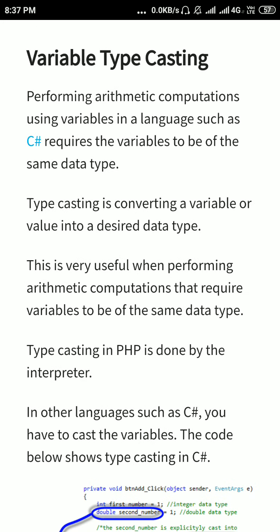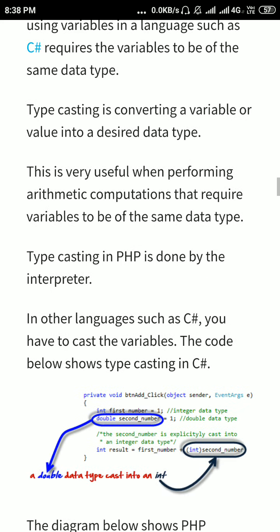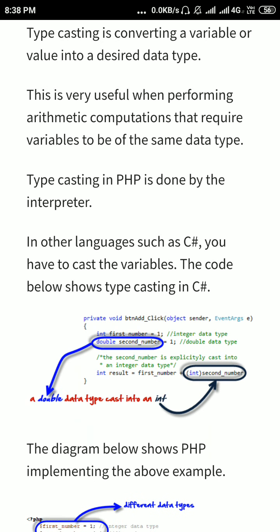In PHP, variable typecasting is also possible. Performing arithmetic computation using variables in a language such as C sharp requires the variables to be of the same data type. So, typecasting is converting a variable or value into the desired data type. Right. This is very useful when performing arithmetic computation that requires variables to be the same data type. Typecasting in PHP is done by the interpreter. In other languages such as C sharp, you have to cast the variables.